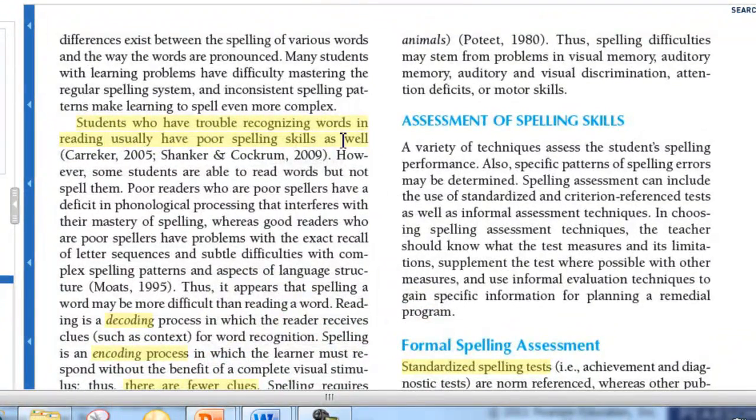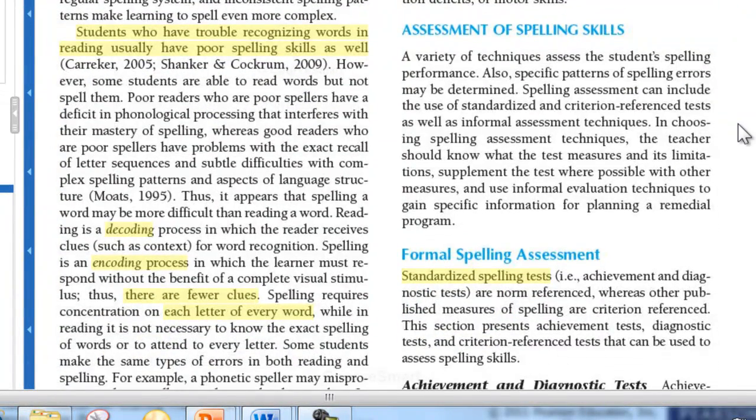Generally, if there's trouble with reading, there's trouble with spelling, and you will find that out quickly. So it's very unusual if somebody just has a spelling deficiency. Not very often will you find kids that are problem readers that are good spellers. And here are some of the challenges. One, reading is a decoding process, in which the reader receives clues, like the context. But spelling is encoding, which the learner must do without the benefit of a complete visual stimulus. There are fewer clues for spelling.